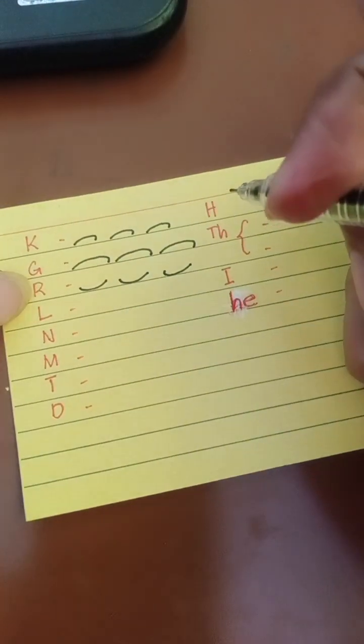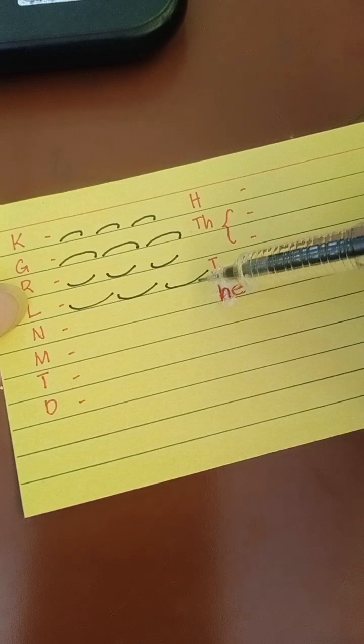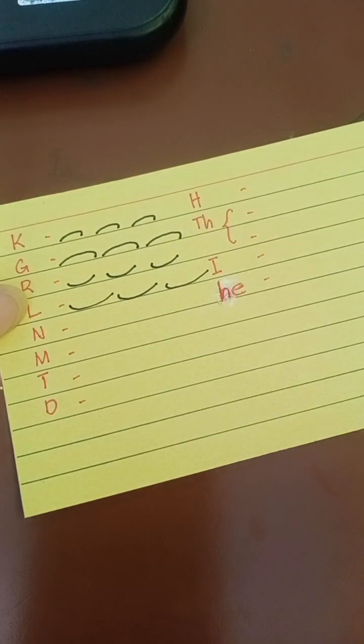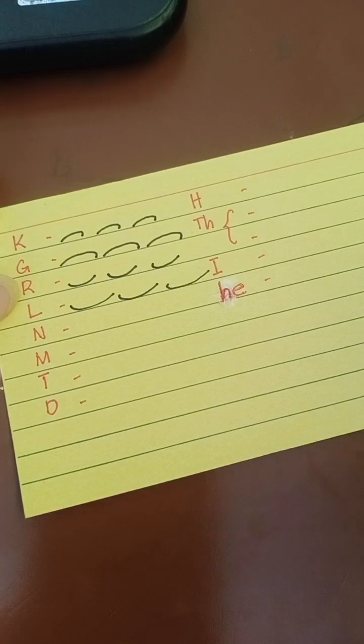Next is letter L. So left to right, left to right, left to right. So take note, letter R is shorter than letter L. L is longer than letter R. Okay, so that we don't get confused, letter R is shorter than letter L.